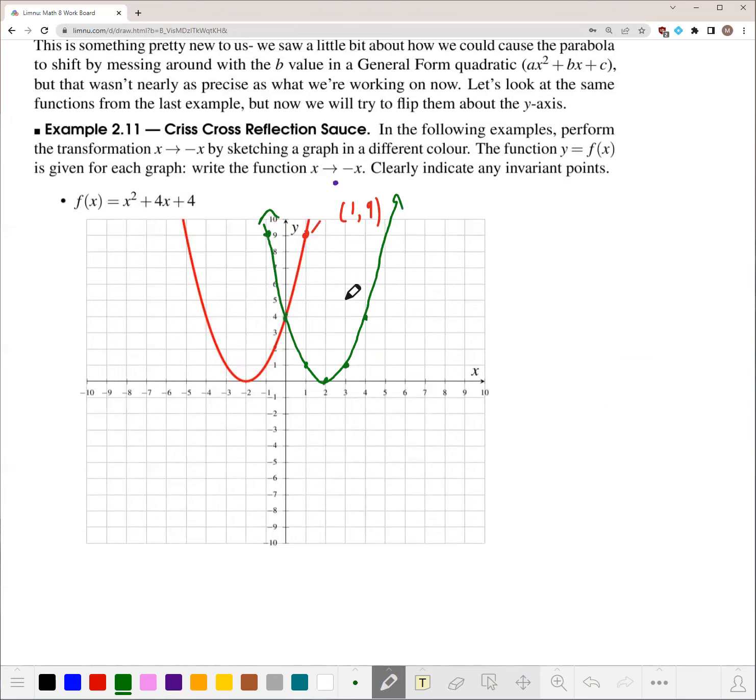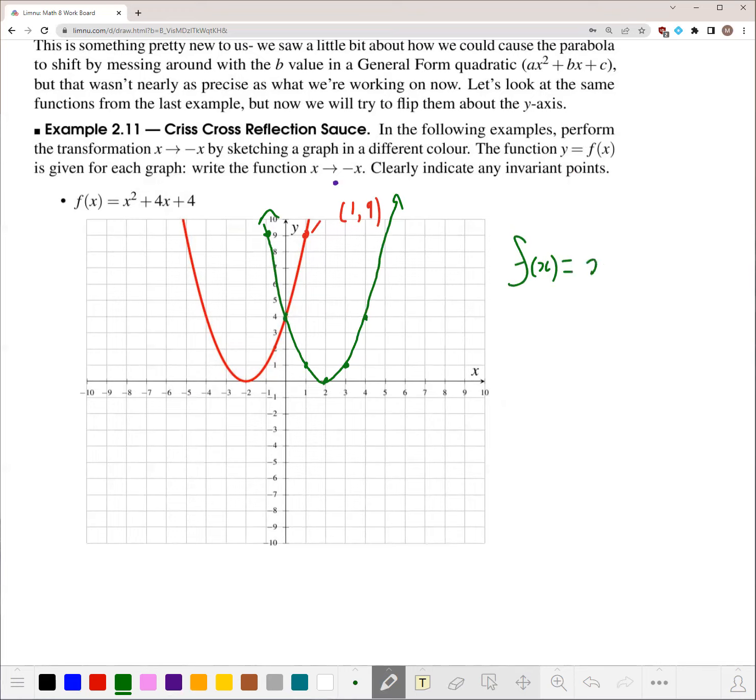I'm worth it. If I actually apply my -x into this function, here's what I'm going to get. I'm going to have, like we did with the horizontal translations, more or less a composition.